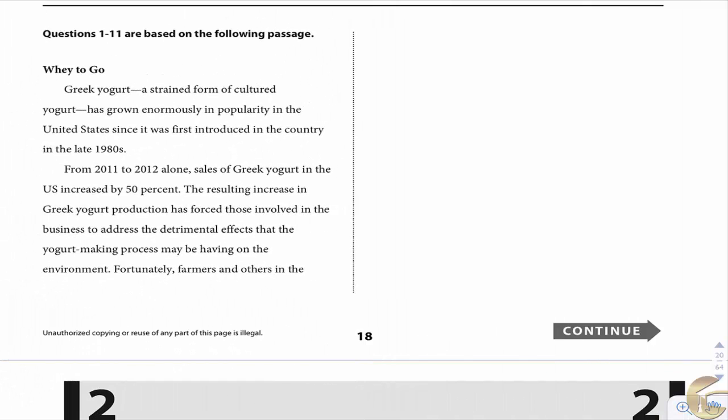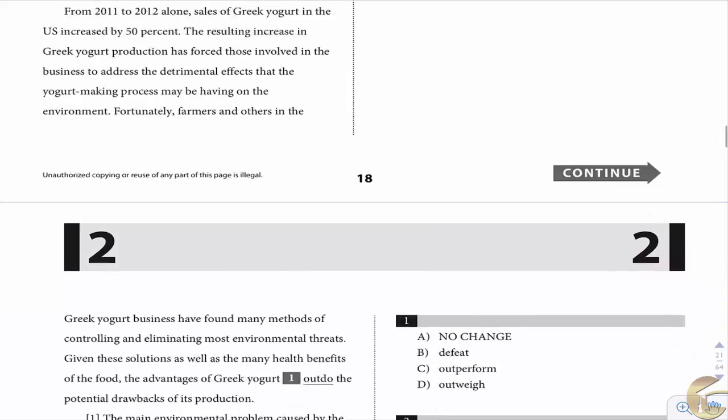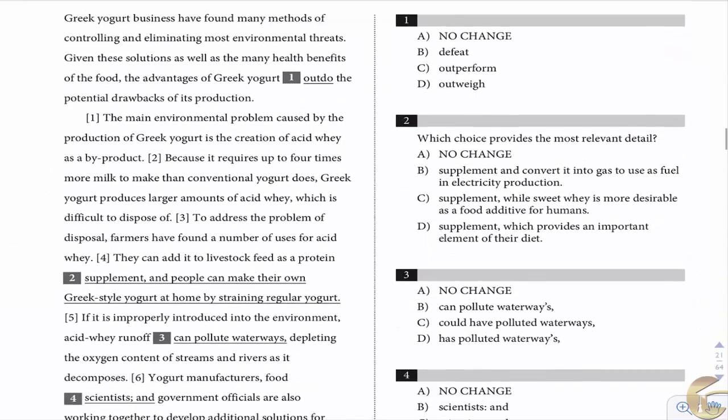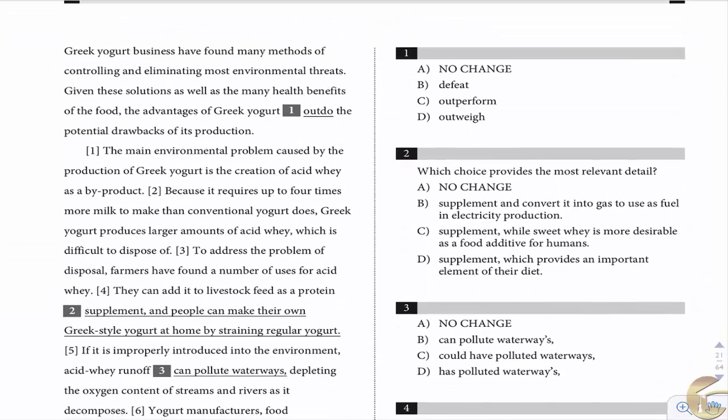All right, we're on to test 1, section 2. First passage here is the one on Greek yogurt. I'm going to go ahead and scroll down here, starting with number 1. So number 1 has the sentence where we just have to change the underlined portion. In order to answer this one, we need to get a little bit of context.